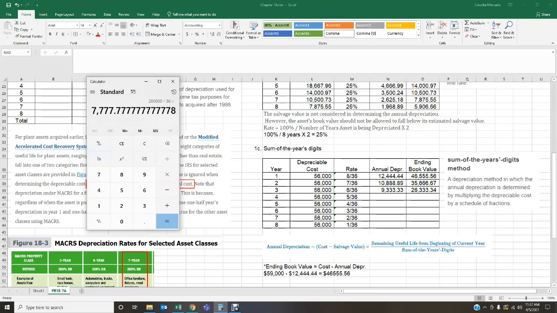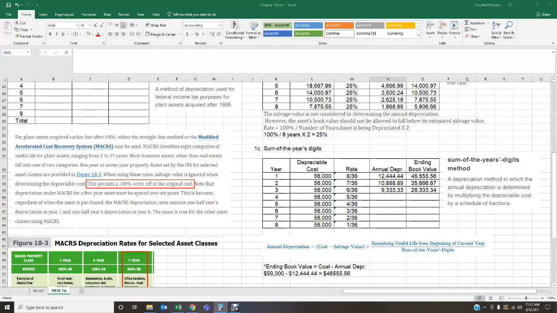That gives me 7,777. Look at that third digit is greater than a 5, so I'm going to round up to 78. Okay? It's very important that we do the rounding correctly, because if not, your problem is going to be wrong. So be very careful on your rounding.